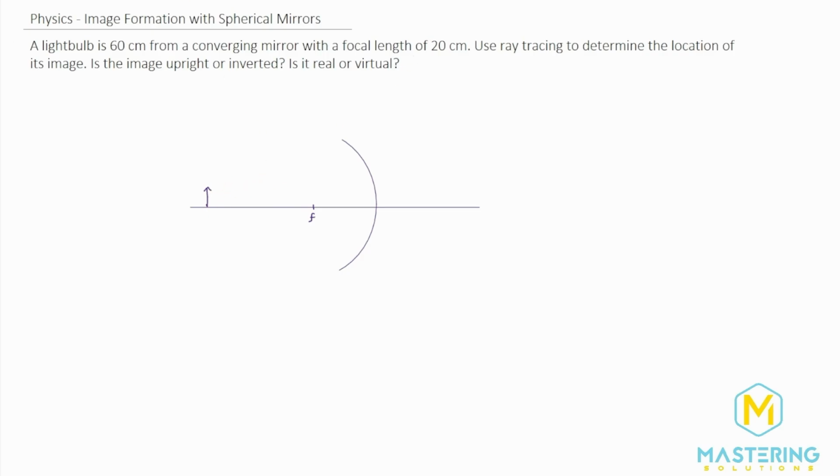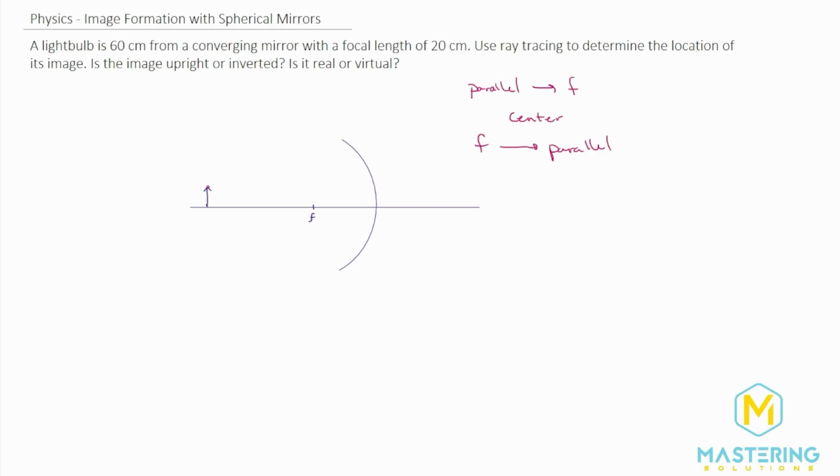Now we need to use ray tracing to solve for this, and remember, with any ray tracing question, always remember the 3 things, and hopefully you know them by now: parallel to the focal point, then the center of the lens, or the center of the mirror in this case, and then focal point to parallel. If you remember this, it'll get you through any ray tracing question. So let's start first with parallel to the focal point.